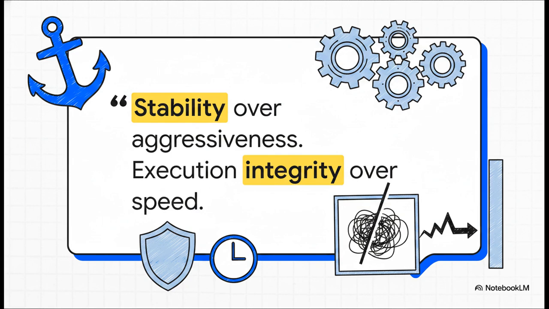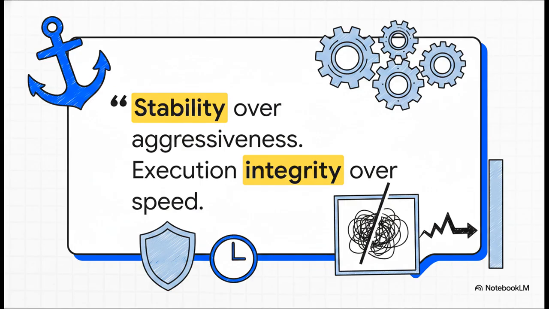Okay, let's dive into this with Voden's core philosophy. It's simple: stability over aggressiveness, execution integrity over speed. Basically, Voden believes that risk governance will always trump signal frequency. It's literally designed to survive these grueling, long-running sessions without accumulating a bunch of chaotic, orphaned trades. It wants to execute cleanly, or honestly, not at all.